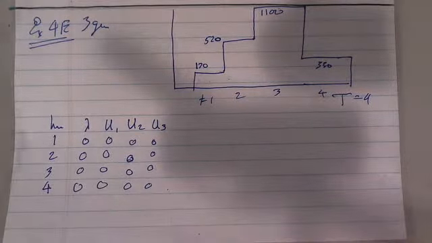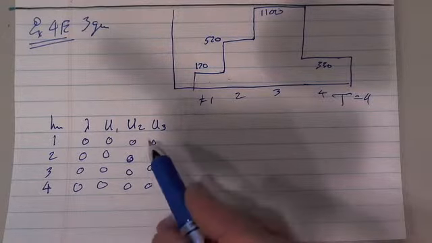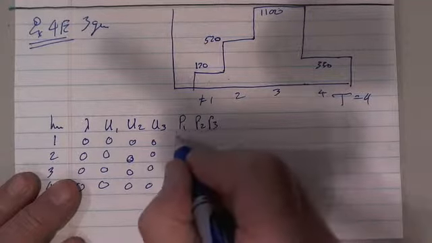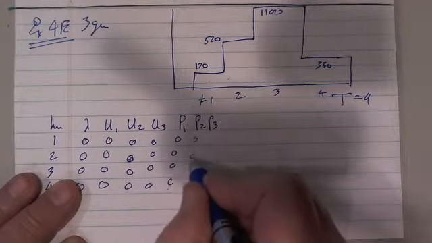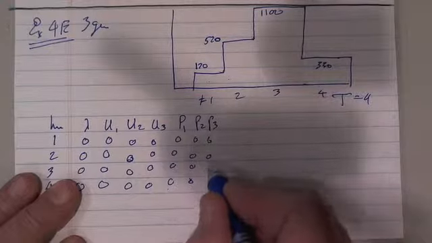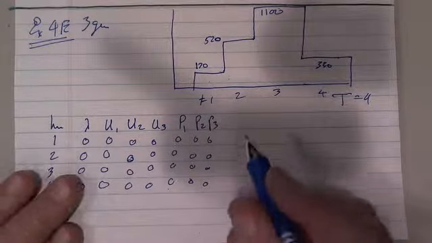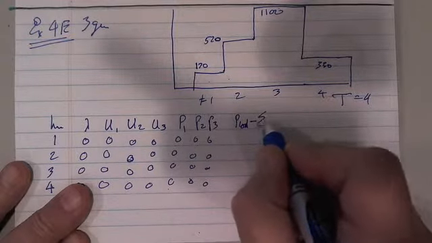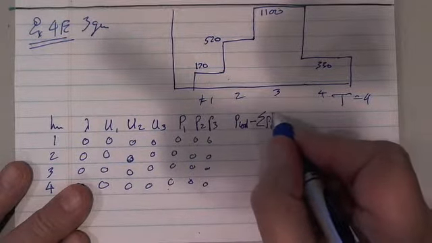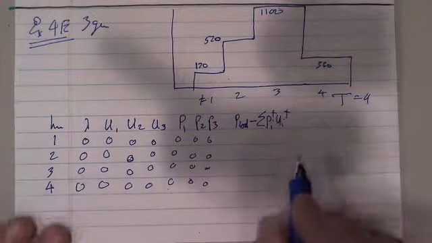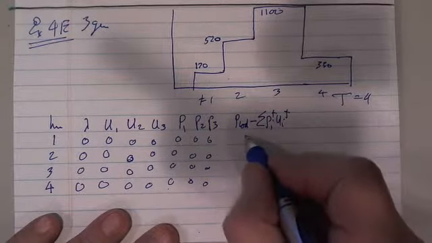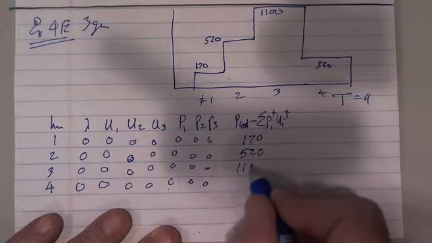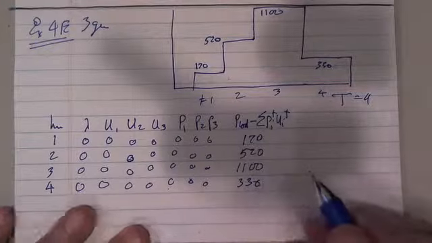It occurs to me you could say that's the absolute 0 start. Everybody, and all the generators, P1, P2, P3, they're also zeros. And you say, well, what good is that? Well, hang in there. Now here we have P load minus the sum of Pi of t, Ui of t. Okay? Well, then this is just equal to 170, 520, 1100, 330. Okay?